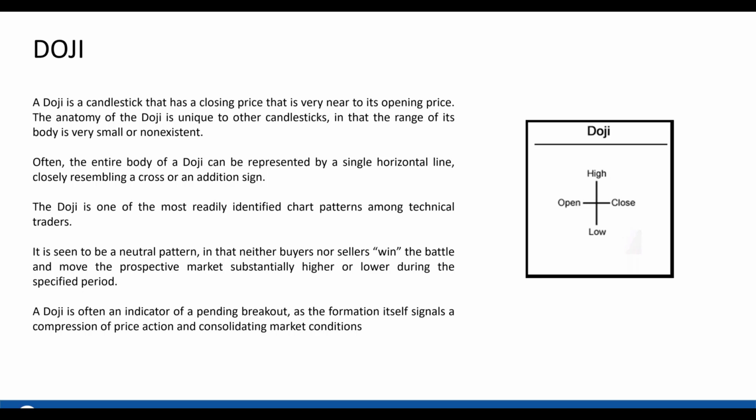The doji is one of the most readily identified chart patterns among technical traders. It is seen to be a neutral pattern in that neither buyers nor sellers win the battle and move the prospective market substantially higher or lower during the specified period. A doji is often an indicator of a pending breakout, as the formation itself signals a compression of price action and consolidation within the market.